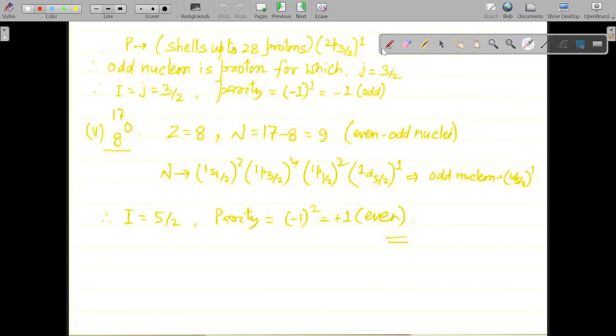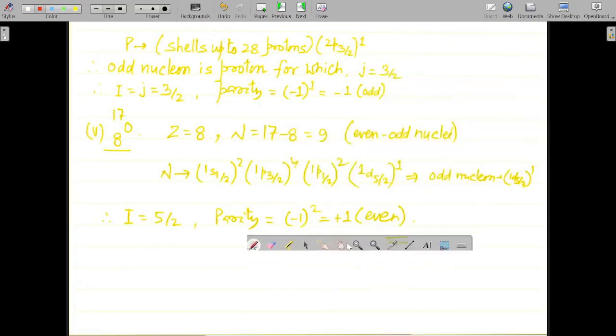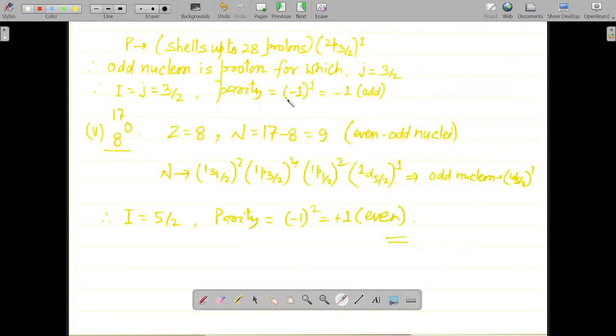Okay, so you can clearly see this thing. Let me change the color of the pen because the color is different, so you can clearly see. Just see P. Okay, shells up to 28 protons, that is a magic number. Then after that 2p3 by 2, 1. So this is the nuclear configuration with respect to protons. Clearly you can see this thing. Okay, so 2p3 by 2, 1. This is very clear, right? So the odd nucleon is proton.